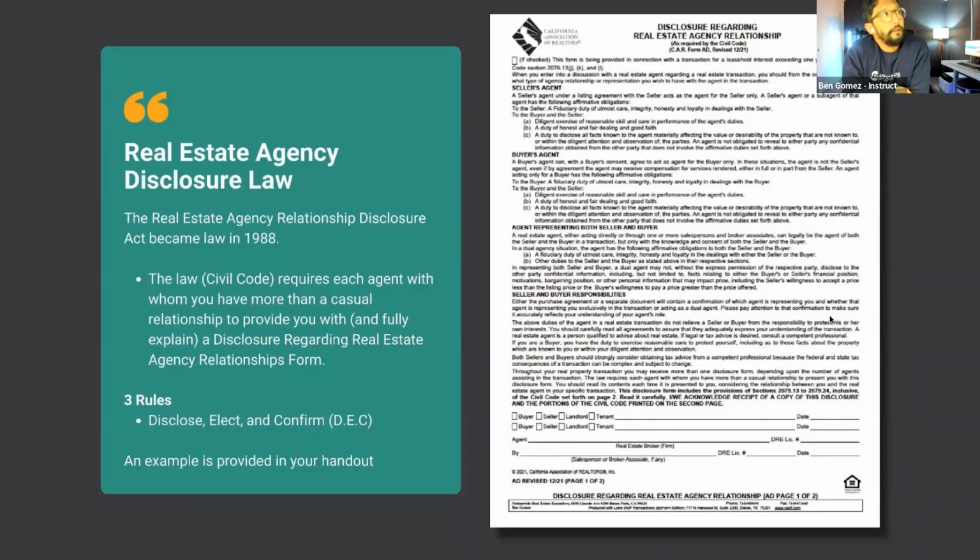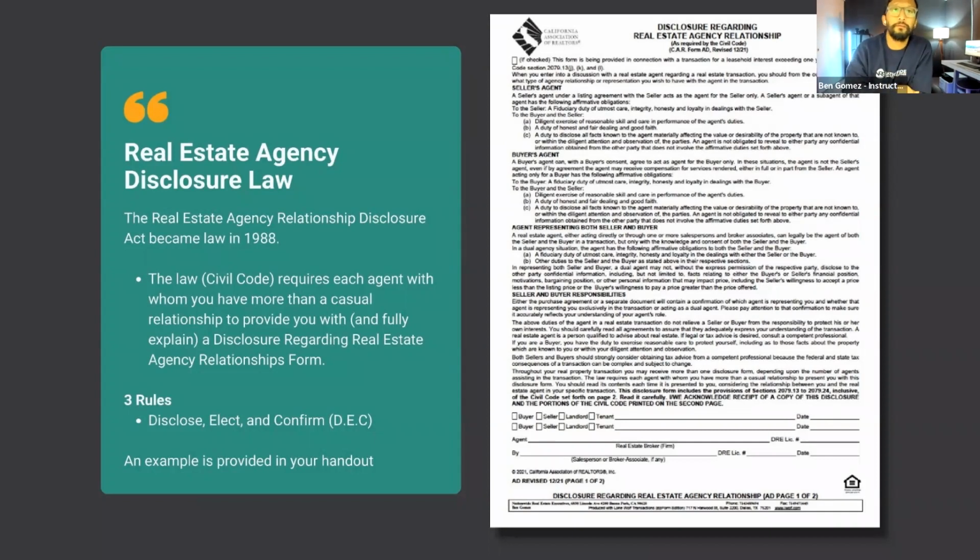In real estate, this is the main document that we use. This is called the disclosure regarding real estate agency relationship. In your guys' handout, there is a link that would take you to this 2-page document. And I know the text is really small, sorry, but I would take a moment, read that a little bit later, but you're going to see in this section here, buyer, seller, landlord, and tenant. That is for the client to elect.